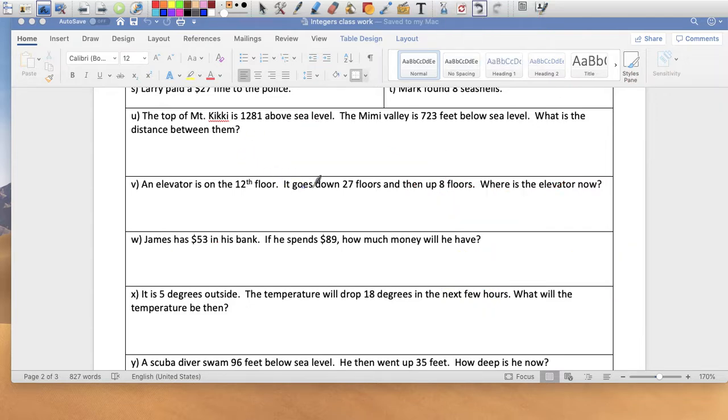An elevator is on the 12th floor. It goes down. Uh-oh. I have to stop this.